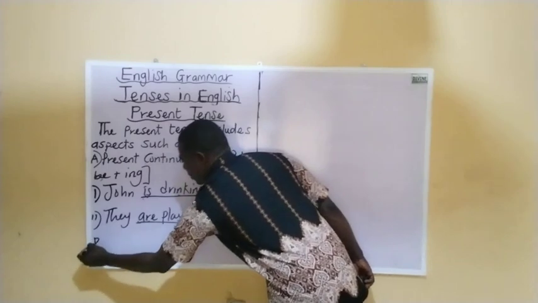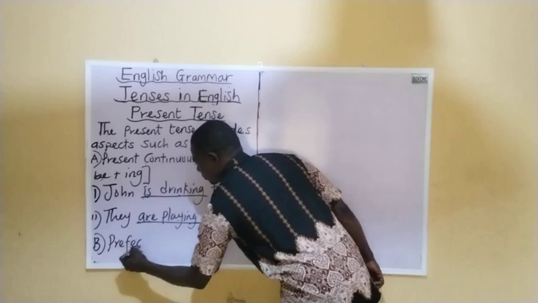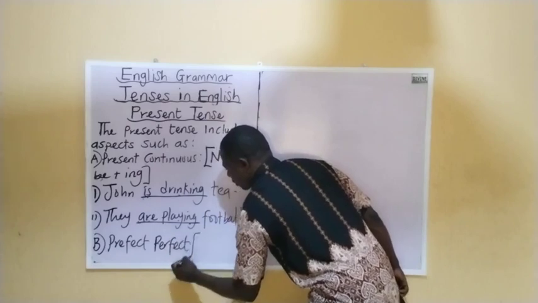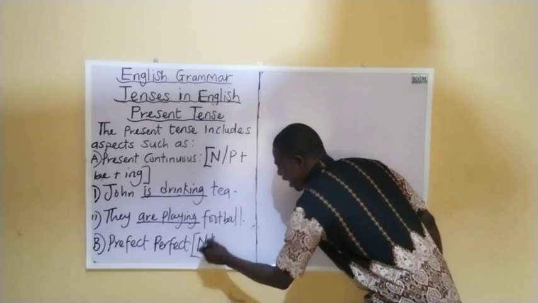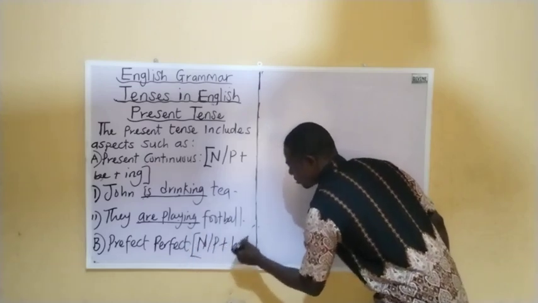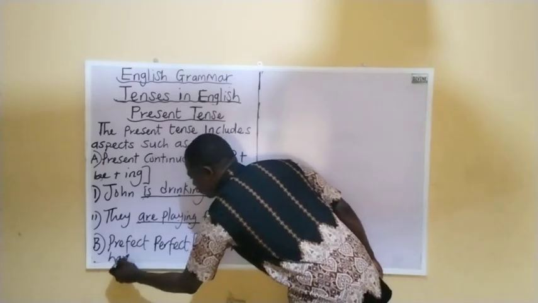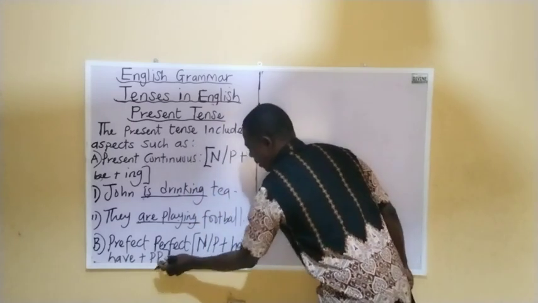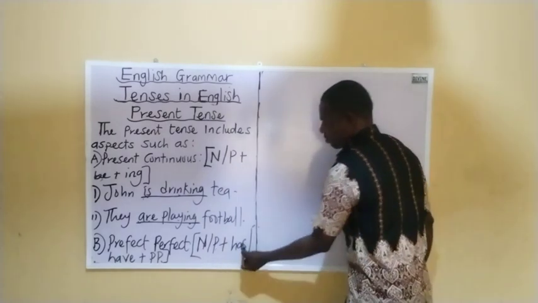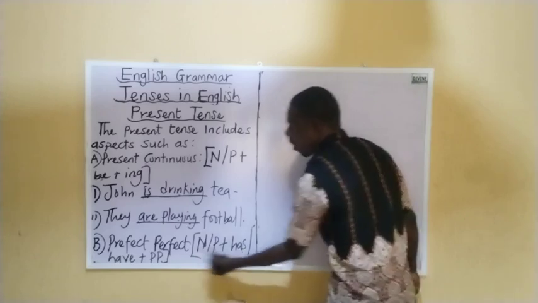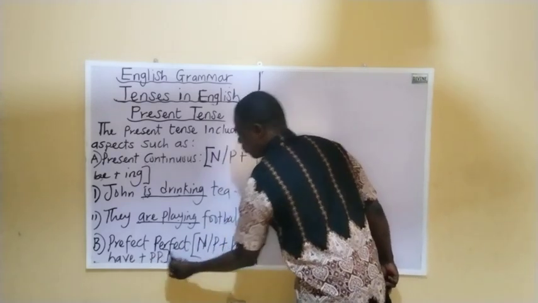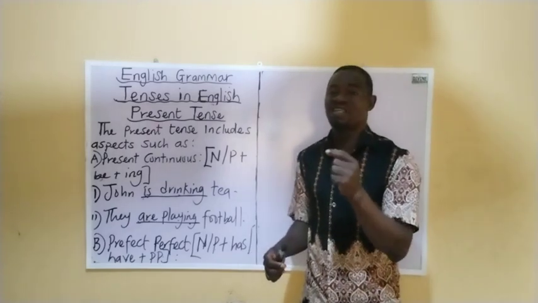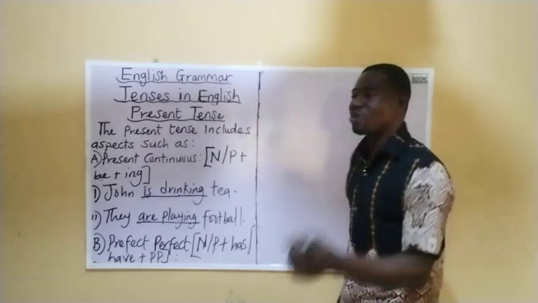The next is present perfect. It has the structure N/P plus has/have plus PP, which is past participle. Noun or pronoun plus has or have plus past participle. Okay, fine. What is the present perfect? The present perfect is used to show that an action is completed in the present. So let's look at some examples.